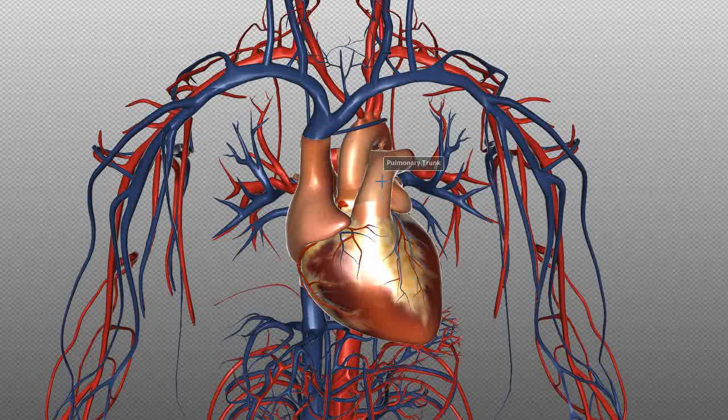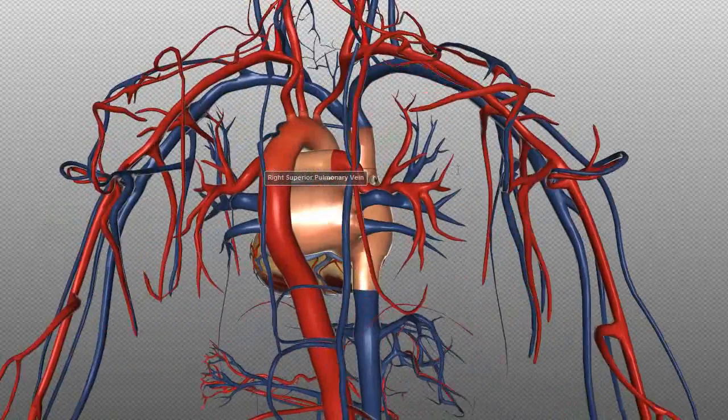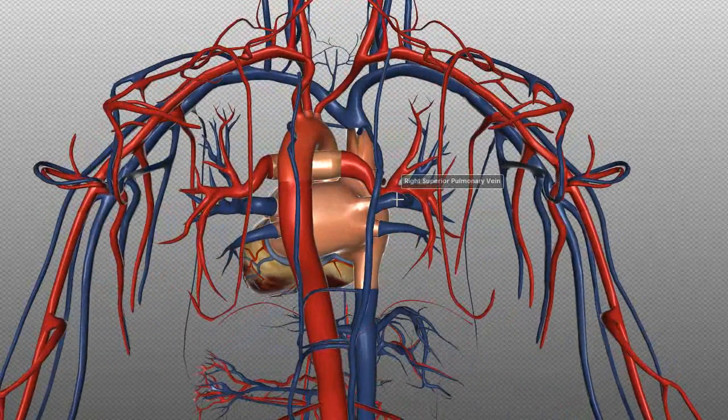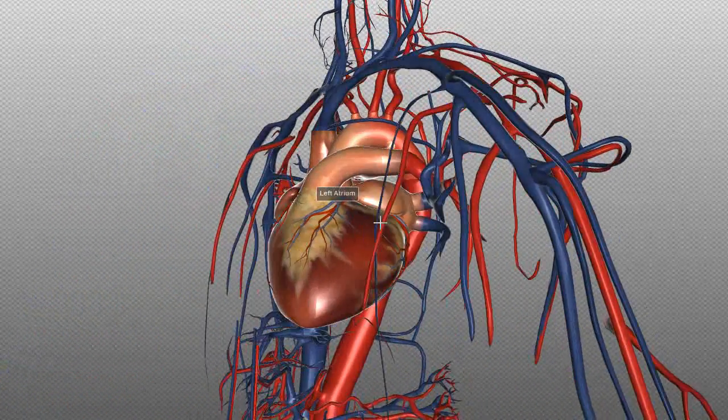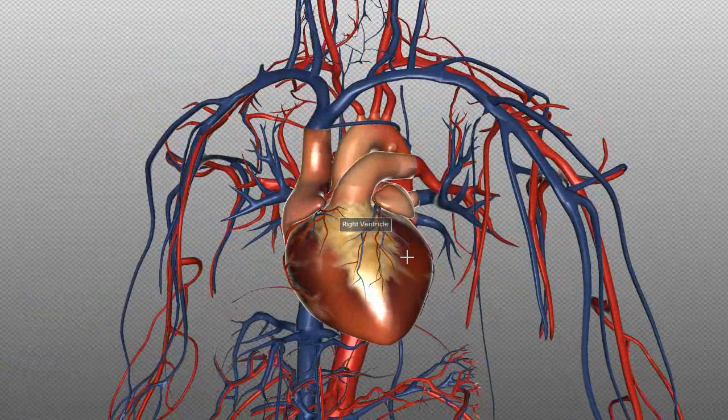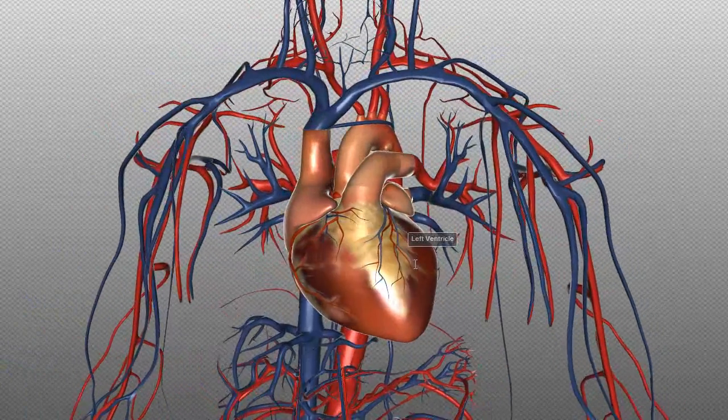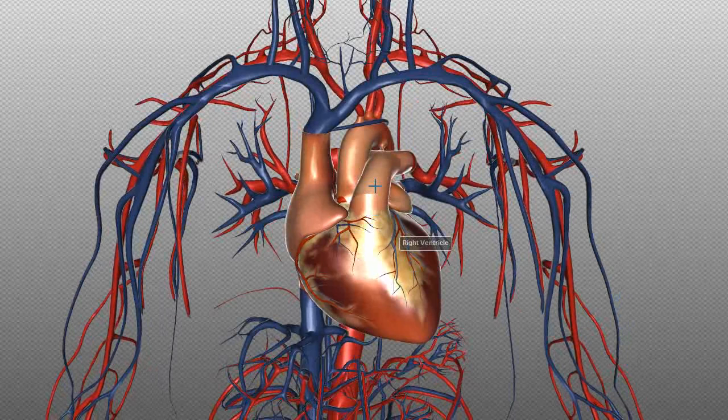Once oxygenated, the blood is returned to the heart via pulmonary veins into the left atrium. The left atrium contracts and sends blood into the left ventricle, which then sends blood out via the aorta to the rest of the body. And this blood is oxygenated because it's been received from the lungs.